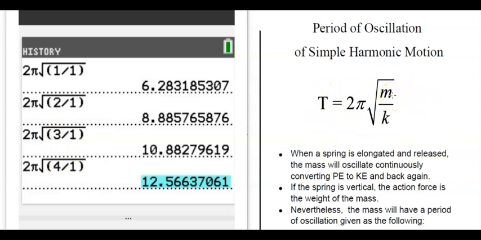as the mass increases. So starting with a basic mass of 1, we have a time of 6.28 seconds. But if we double the mass, we go from 1 to 2, we can see that the period of oscillation rises to 8.8 seconds. If we triple the mass we go to 10.88 seconds, and if we quadruple this mass, we are now at 12.5 seconds. So the general trend is that as the mass increases, the period of oscillation also increases. It's not a perfect linear increase, but it is definitely an increase nonetheless.